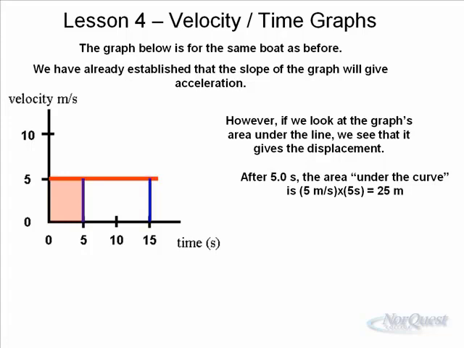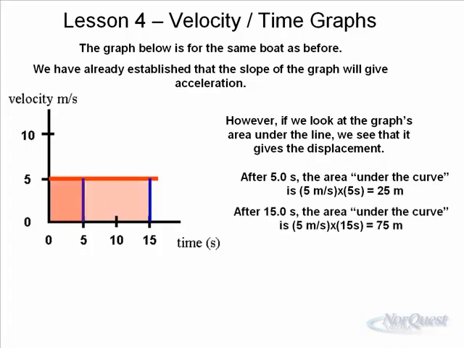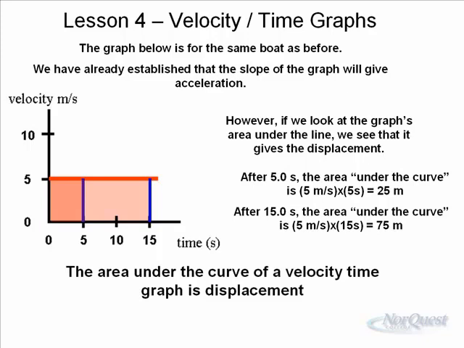And if we continue along that line for the next 10 seconds, from 5 to 15, the area under that curve is of course 5 meters per second times the total time of 15 seconds, from 0 up to 15, which would be a total of 75 meters. And of course, the area under the curve of a velocity time graph is displacement.